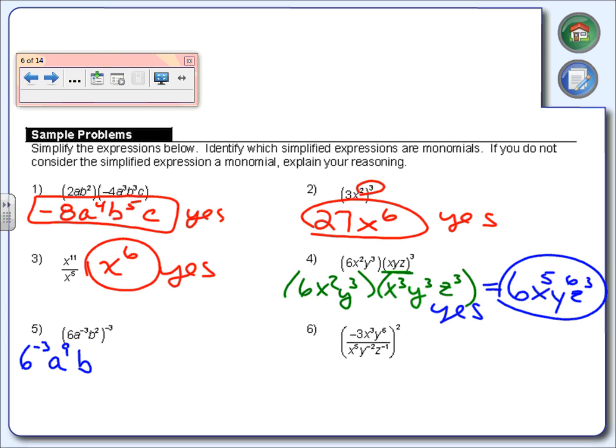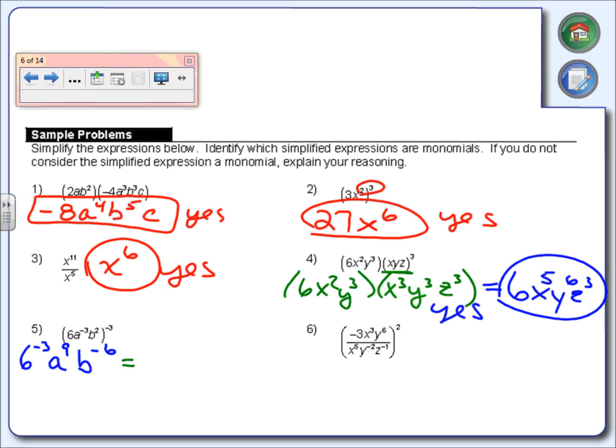Now I'm going to move on to the b. I got b squared to the negative third power. If I multiply those two exponents together, I get negative 6. But I cannot leave it like that. Why? What's wrong with leaving it like that? Can't have negative exponents. So we're going to fix that.